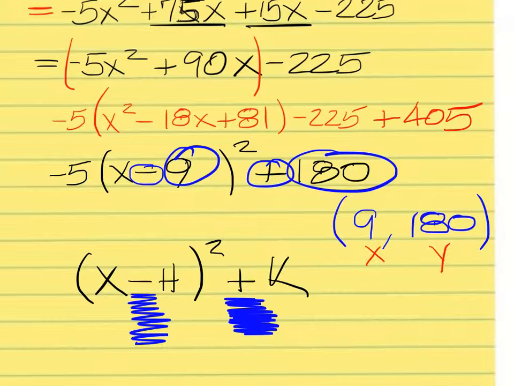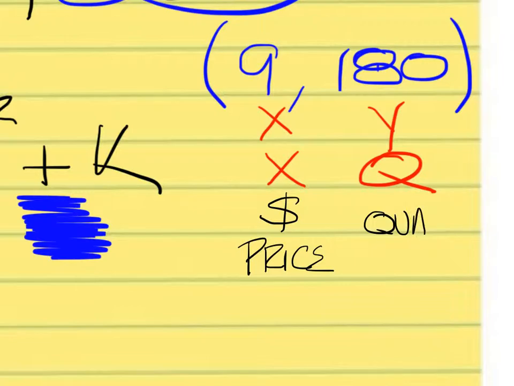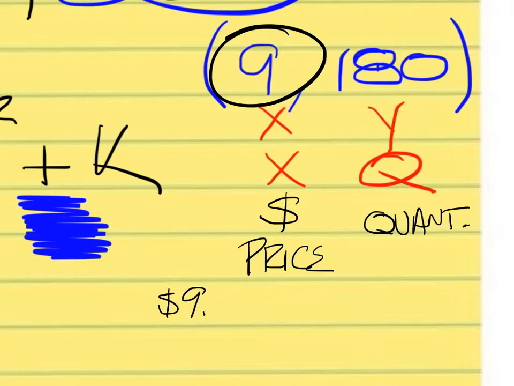x, y. Or in our case, it's xq. Because x represents the price for the item, and q represents the quantity. So this vertex allows us to answer the question C, which is, at what price can the company expect to maximize their sales? And that is going to be a price of $9, and from that they can expect to sell around 180.